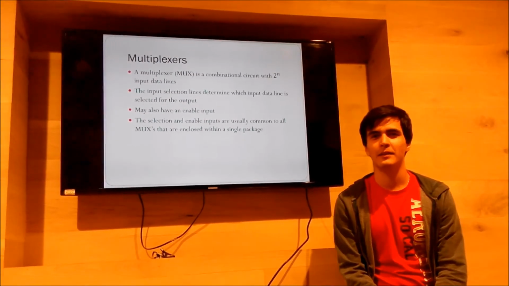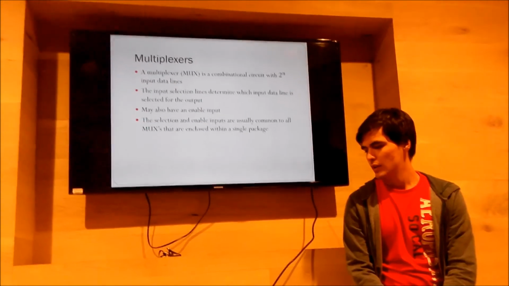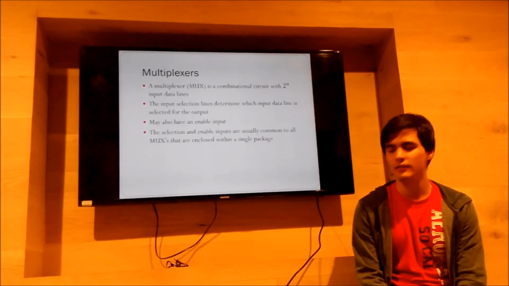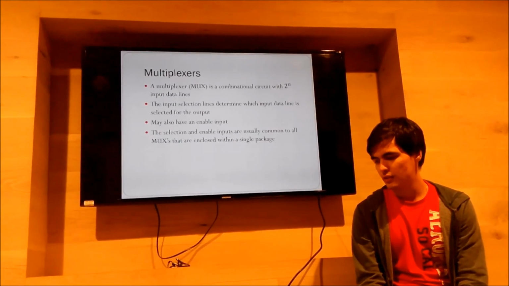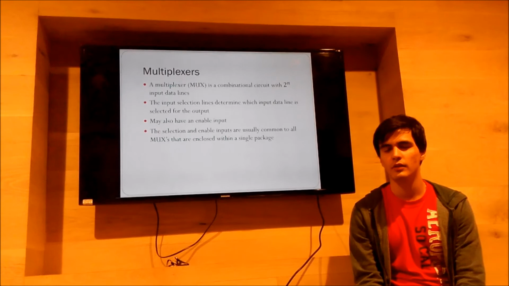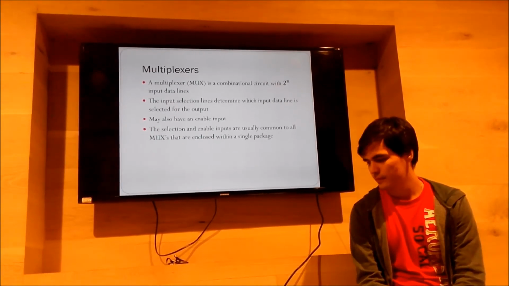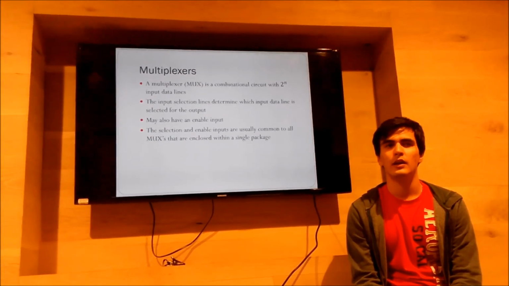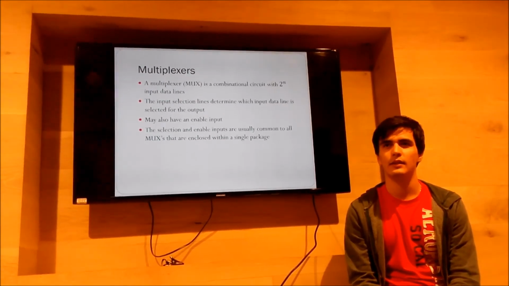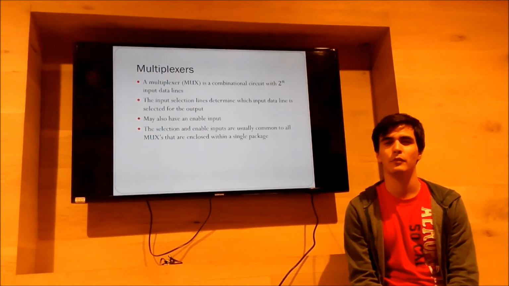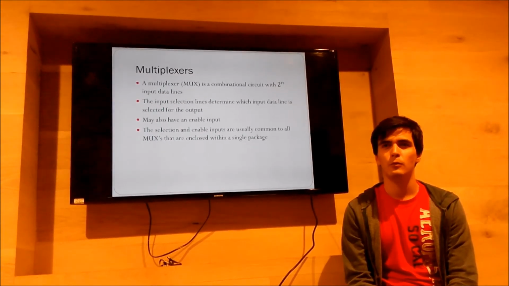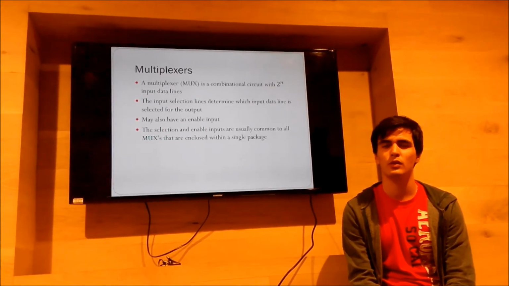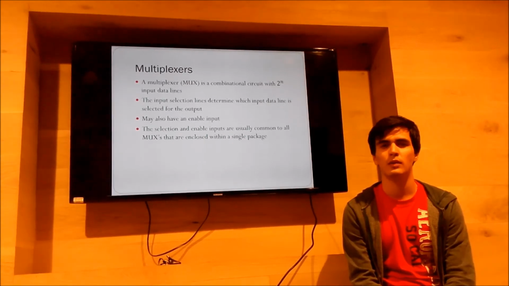Hello, I'm Gustavo Ortega, and I'm going to talk about the multiplexers. A multiplexer is a combinational circuit with 2 to the n input data lines. The input selection lines determine which input data is going to be selected to the output. It may also have an enable input. The enable input needs to be activated to make the multiplexer work. If you don't have the enable input activated, it doesn't matter what you do with the multiplexer, it won't do anything.